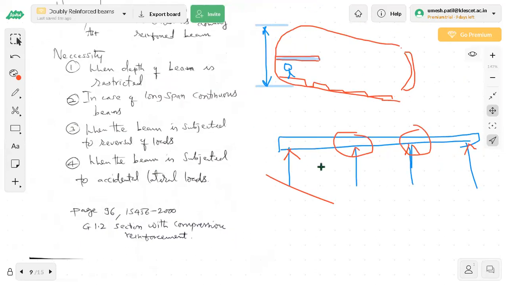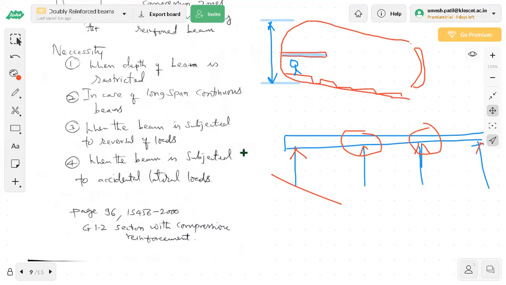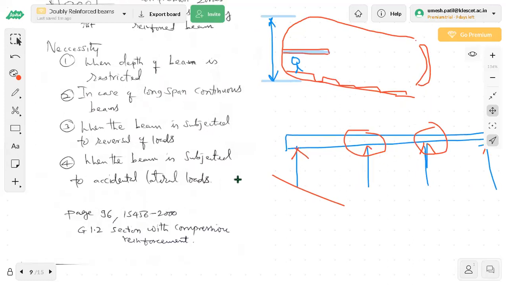So whenever the loads are getting reversed, the tension and compression zones will change. If all the forces are acting upwards, the tension zone is above the neutral axis. If the force is acting downwards, in case of simply supported beams, don't worry about the continuous case, that time the tension zone will be below the neutral axis. If such reversal is going on, we have to provide the steel in both the zones.